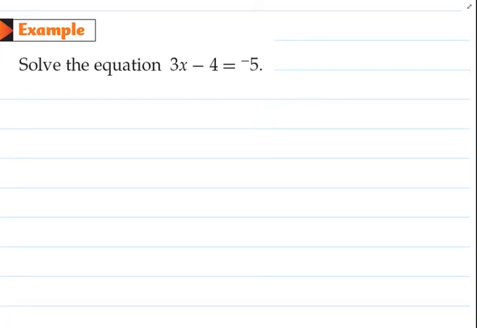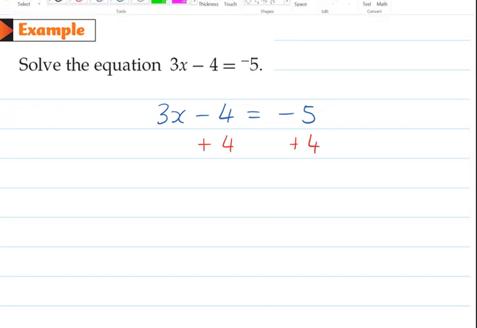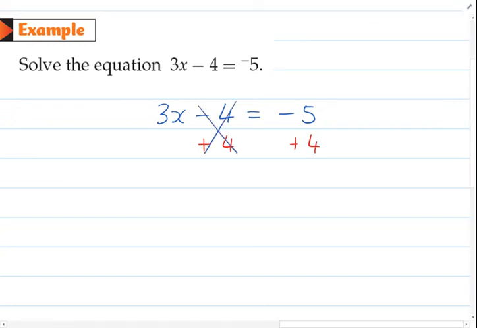So first step is to write out the example. So we'll write out the question: 3x minus 4 equals negative 5. So we're going to get rid of this negative 4 first. So I'm going to add 4 to both sides, because adding is the opposite of subtraction, and the 4's cancel out. So we're just left with 3x.